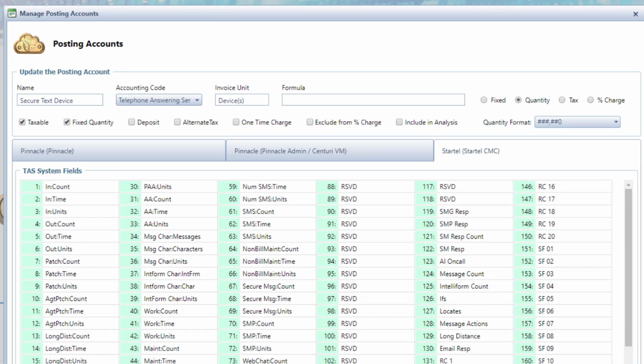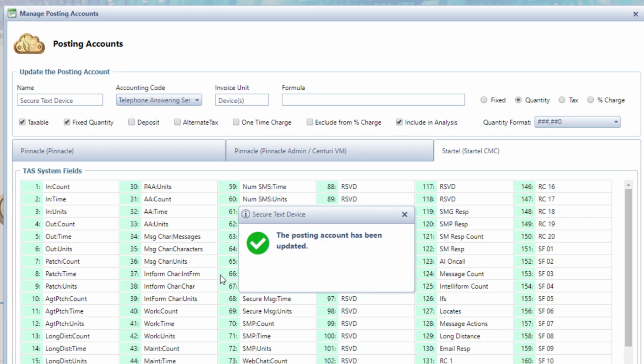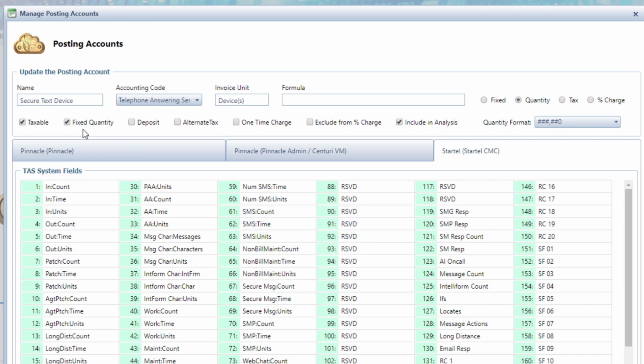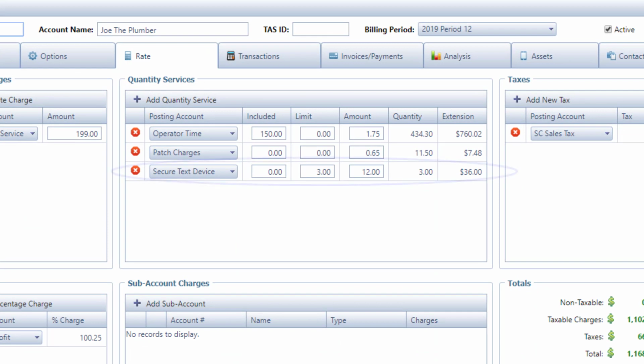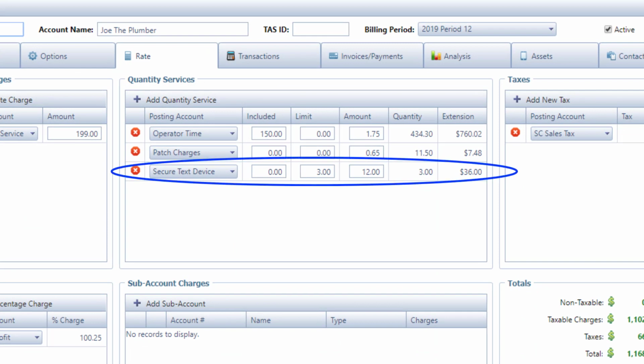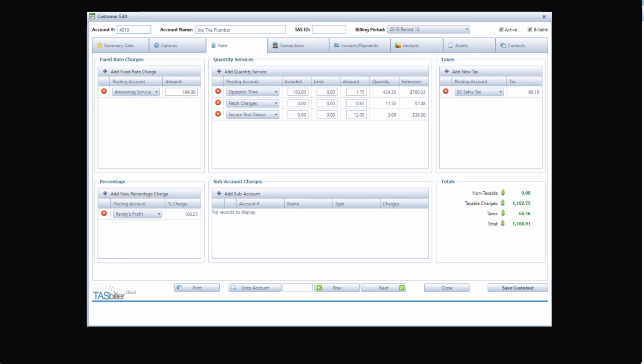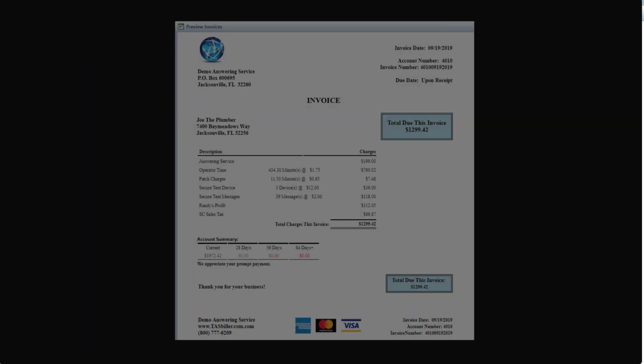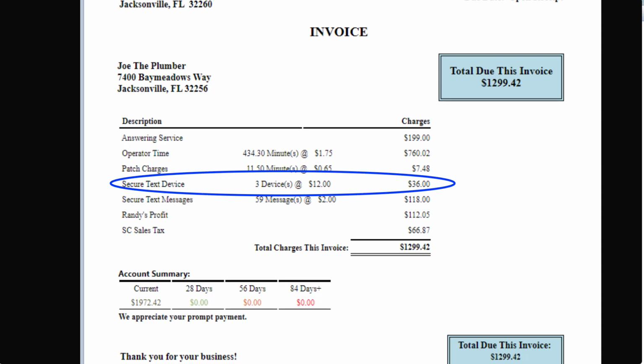Secure text device, this gives us an example of a fixed quantity, and I'll illustrate this in just a moment. This is a quantity charge, again taxable, should be included in analysis. Let's save that. And it's a fixed quantity. In a moment we'll look at an example of this on the client's rate tab, where you can see how the math works. This is for charging per device, but it's a fixed quantity that you manually enter. It's not derived from any fields in the billing data coming from the system. This is a number that you manually enter into the client's rate tab.